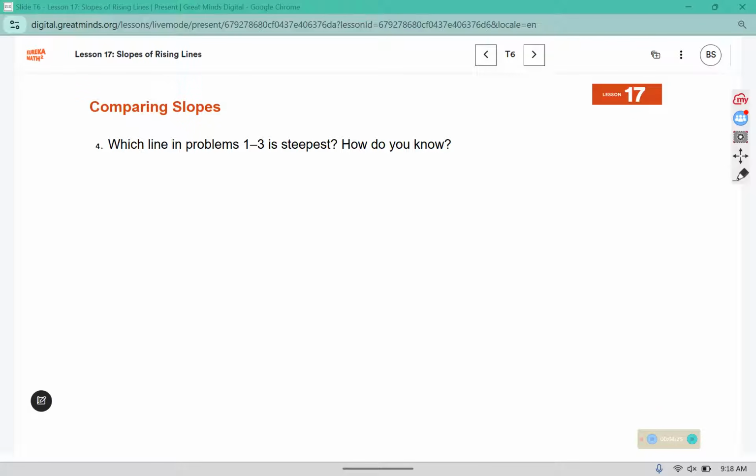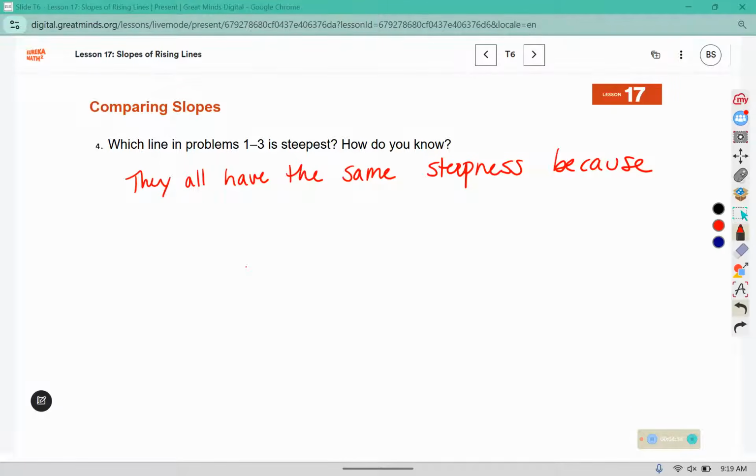Here it asks which line in problems 1 through 3 is the steepest. They all have the same steepness. And that's because all of their slopes were equal to 2/3.